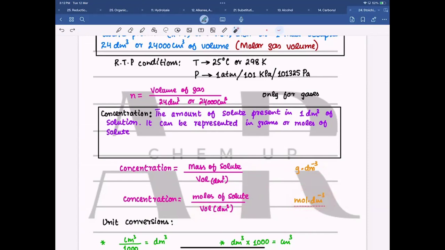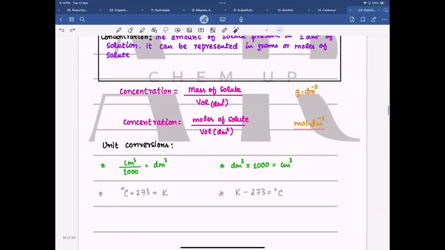Okay. And for example, sometimes the examiner has given you g/dm³ and you have to convert it into mol/dm³. So you have to just divide the mass, because it's a gram and it's a mole, by the Mr or Ar. You will get g/dm³ into mol/dm³. So this is the conversion usually that we need.